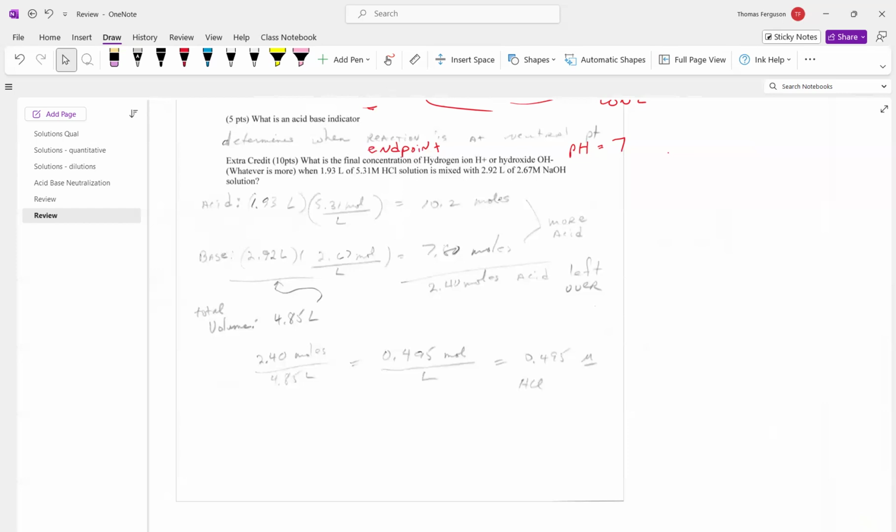Then you add the excess to whatever's already equaling each other. The volume from each one contributes. Those cancel out, and you ask what's left over. One's going to be more than the other. In this case, when you calculate moles, you have 10 moles and basically 8 moles. You have about 2 moles left over of acid, and then you use that to calculate concentration.